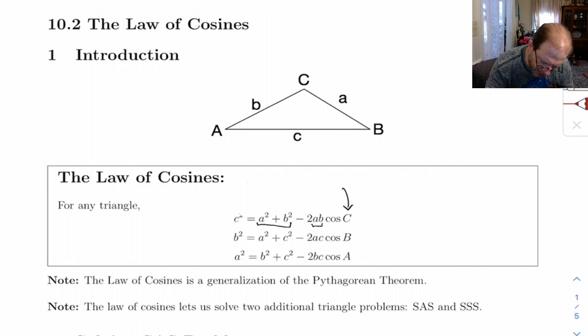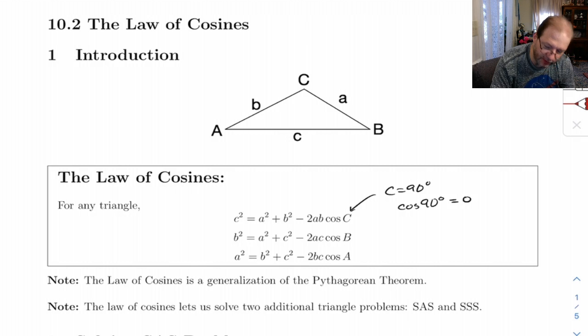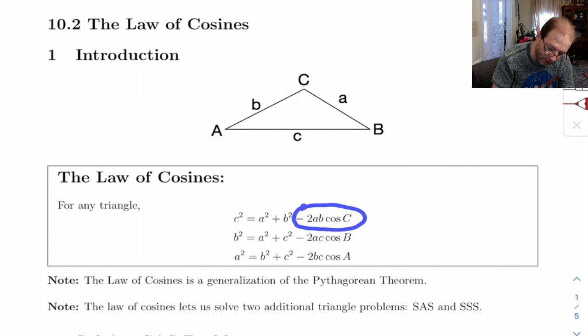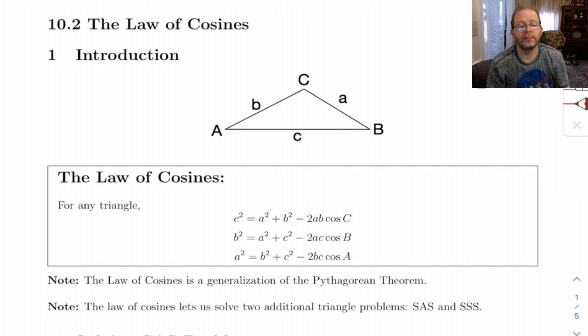And what do I mean by it's a generalization of the Pythagorean theorem? Well, this top one, say C is 90 degrees. If C were 90 degrees, then cosine of 90 is 0. So that would zero out this entire term, and you'd just be left with c squared equals a squared plus b squared. So it's kind of like you take the Pythagorean theorem and you add on a little correction that corrects for that third angle not being a 90-degree angle.